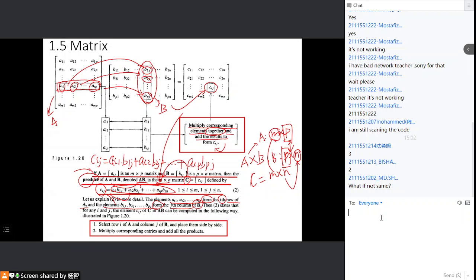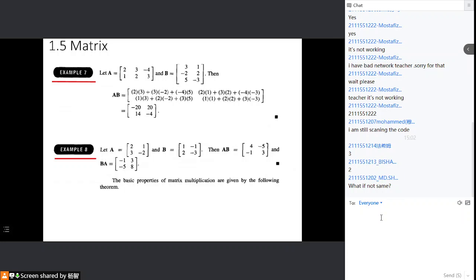Okay, I think if you didn't learn this, then matrices may be difficult to understand. Any question? Any question about this page? No question. Okay, I think most of you have learned this part, but someone didn't.